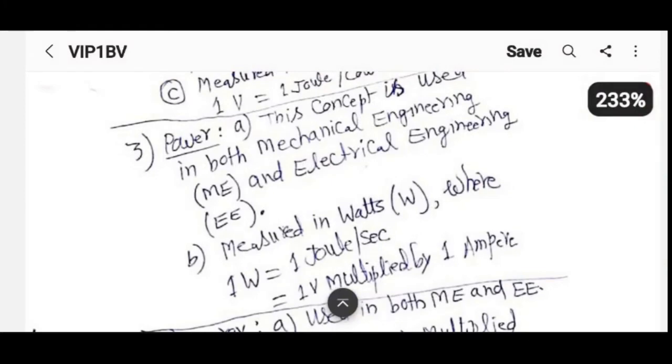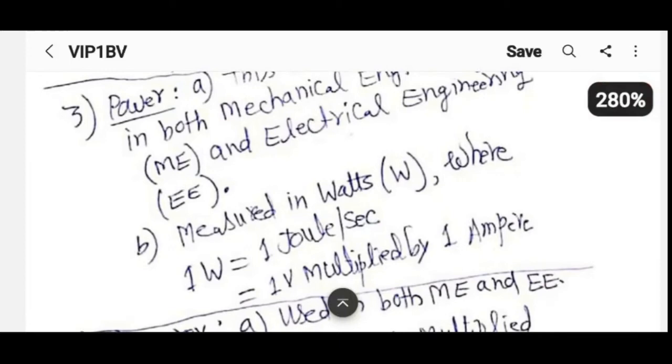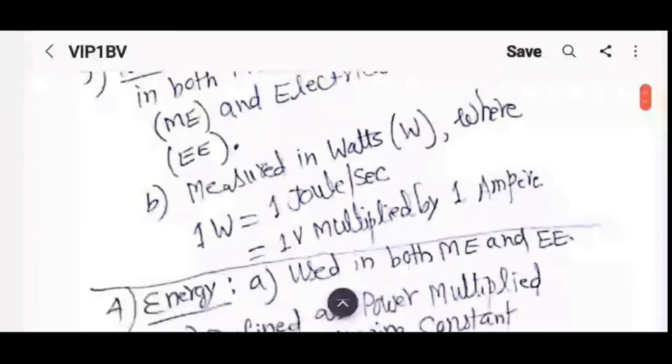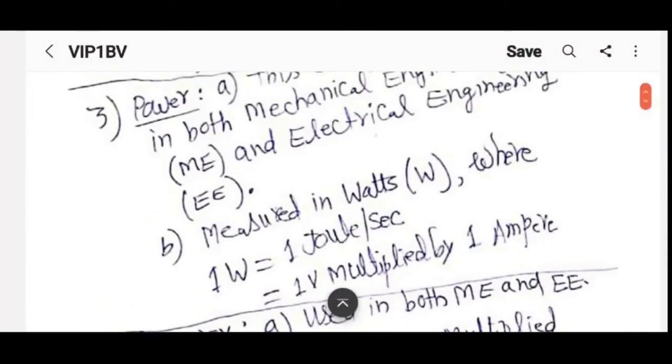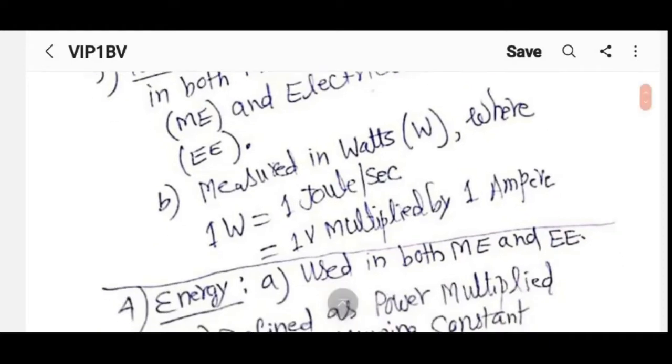Power in electrical engineering or electronics engineering is defined as volt into ampere. In mechanical engineering terms, power in watt, of course, means joule per second. Joule is the energy. And I'll show you quickly in a minute that these two definitions are not contradicting each other. They are equivalent to each other.